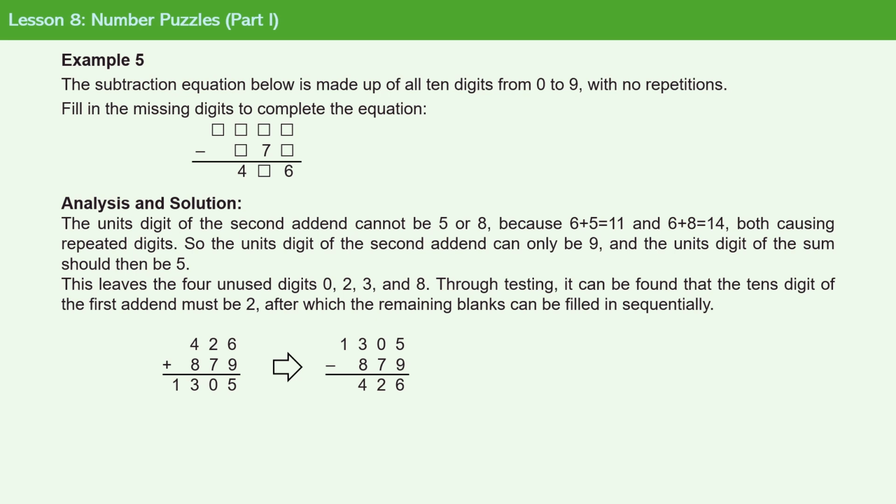The units digit of the second addend cannot be 5 or 8, because 6 plus 5 equals 11 and 6 plus 8 equals 14, both causing repeated digits. So the units digit of the second addend can only be 9, and the units digit of the sum should then be 5. This leaves the 4 unused digits 0, 2, 3, and 8. Through testing, it can be found that the tens digit of the first addend must be 2, after which the remaining blanks can be filled in sequentially.